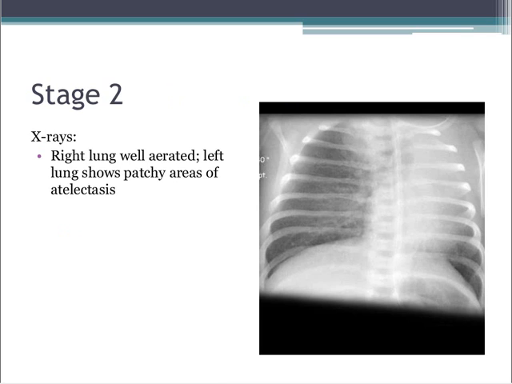In stage 2, you can provide an x-ray for your learners, and this is something that I pulled relatively quickly off of the internet. So if you have an X-ray that you really like, that would be particularly helpful.